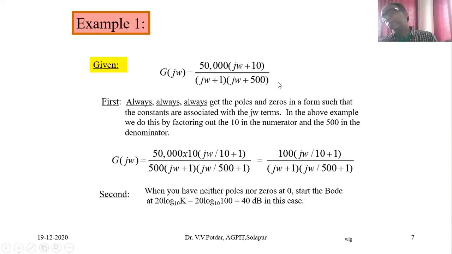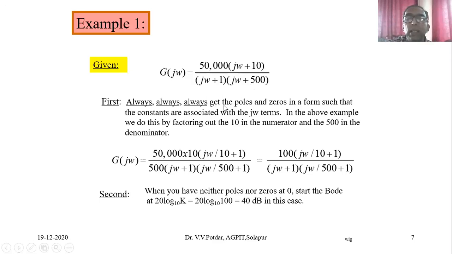So first step is put s equal to j omega. If I am doing frequency response analysis and I need to draw, the question asks to obtain Bode magnitude plot and Bode phase angle plot. So substitute s equal to j omega, so it becomes G(j omega) equal to 50,000 into, instead of s, (j omega plus 10) divided by (j omega plus 1) into (j omega plus 500).